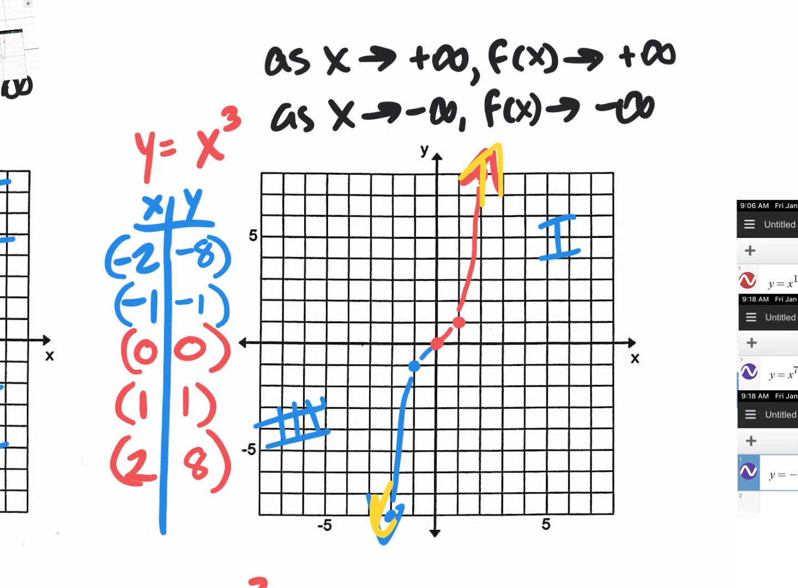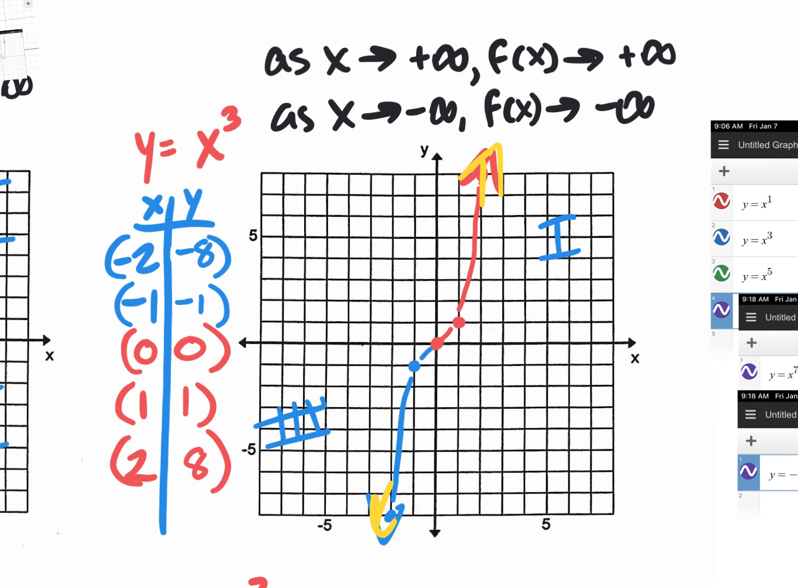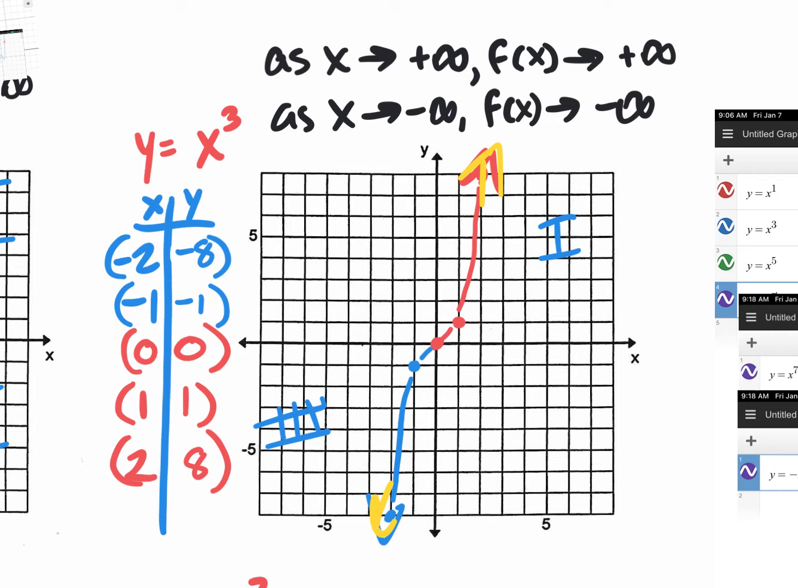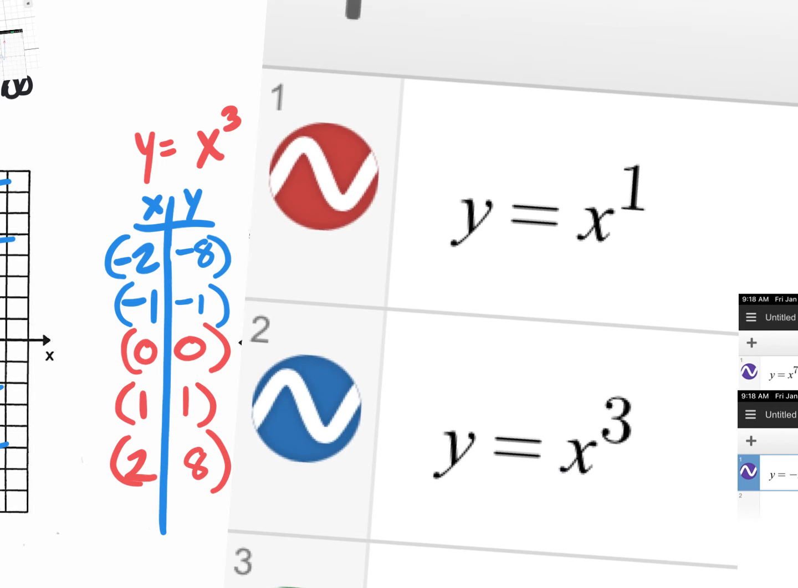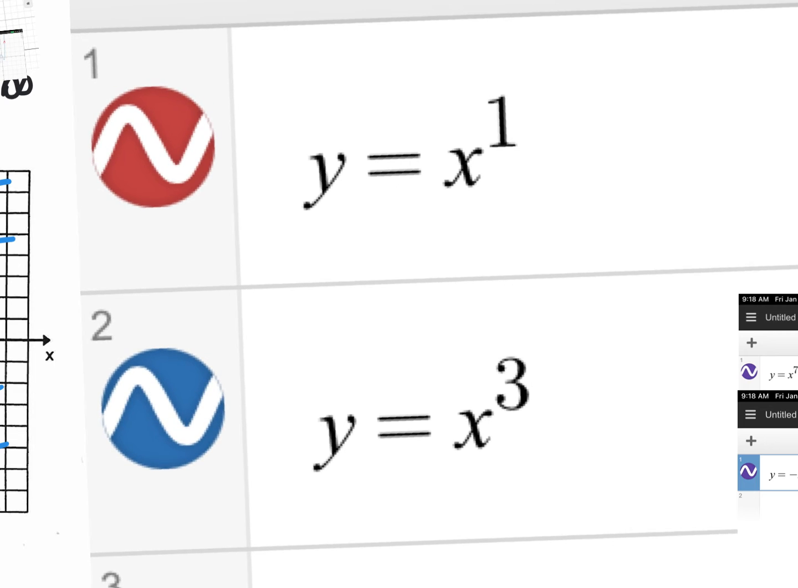Okay, so I also went to Desmos and I typed in a bunch of odd degree functions, starting with the easiest, y equals x to the 1. That's just a line, a diagonal line going right through the origin, crossing through what quadrants? What do you guys think? Quadrants 1 and 3, right?